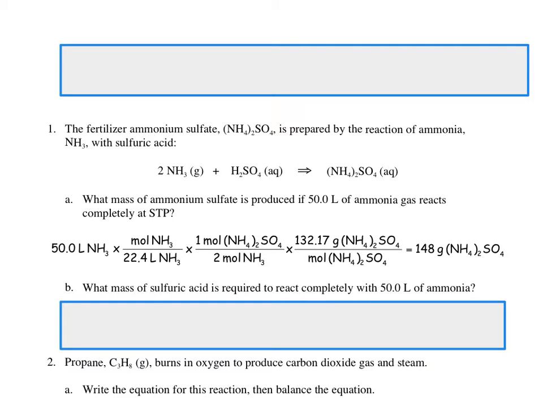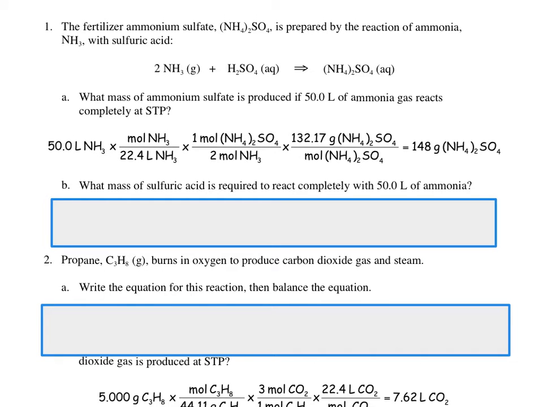And plugging all that into our calculator, we would do the 50 liters times 1 times 1 times 132.17, and divide all of that by the product of the denominators, 22.4 times 2, and the final answer, taking into account significant figures, is 148 grams of ammonium sulfate.